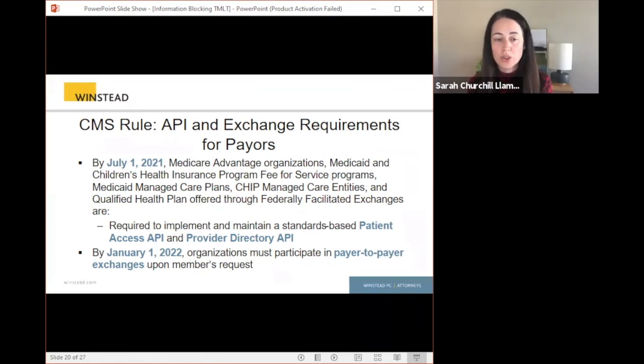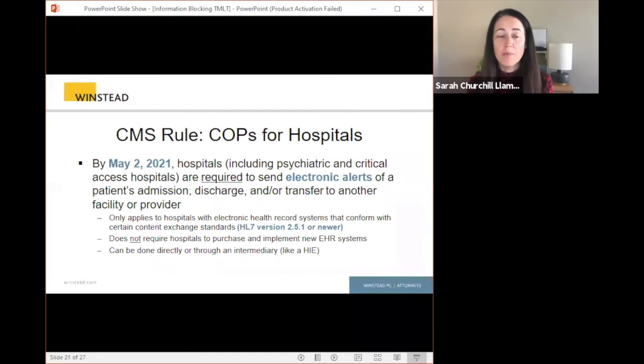By January 1st of 22, organizations must participate in peer-to-peer exchanges upon a member's request. So this is what the payers are looking at. This is what the hospitals are looking at as their potential impact on their certificate of participation for Medicare. By May 2nd of 21, hospitals are required to send electronic alerts of a patient's admission, discharge, or transfer to another facility or provider.